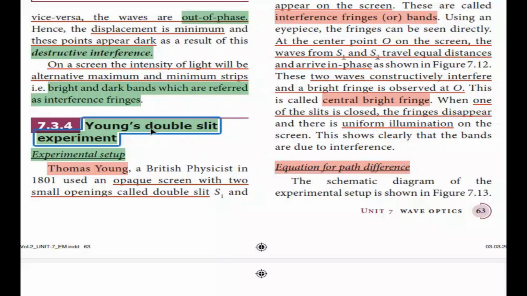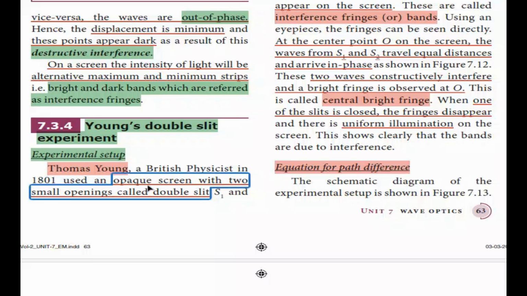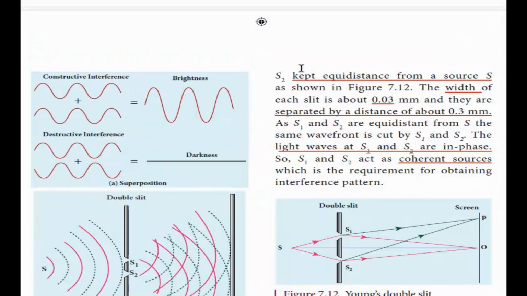Now let us study about Young's double slit experiment. This experimental setup is as follows. Thomas Young, a British physicist, in 1801 used an opaque screen with two small openings called double slits, S1 and S2, which are kept equidistant from a source S, as shown in the figure. The width of each slit is only about 0.03 millimeter, and they are separated by a distance of only about 0.3 millimeter.